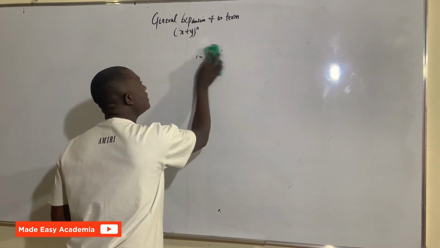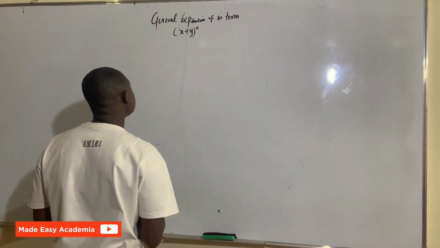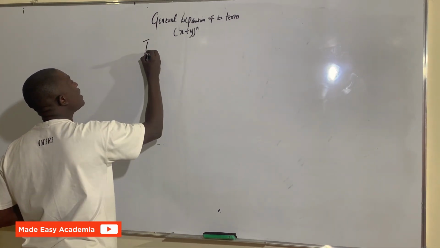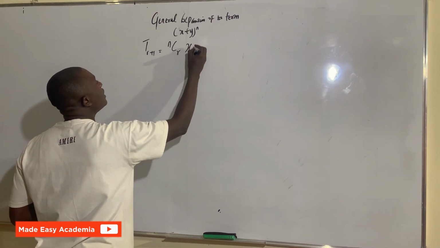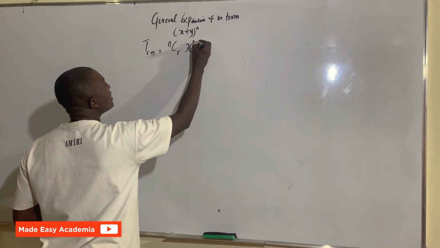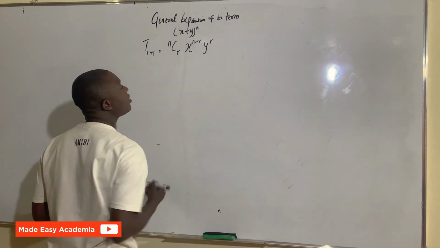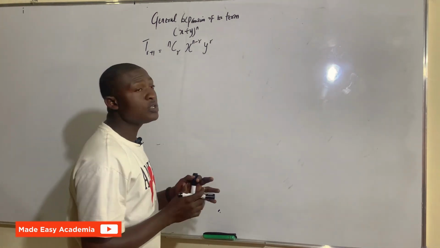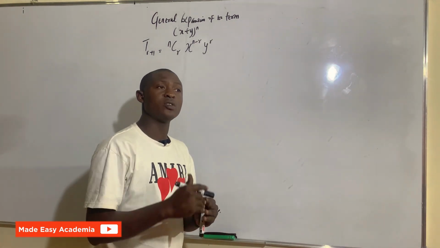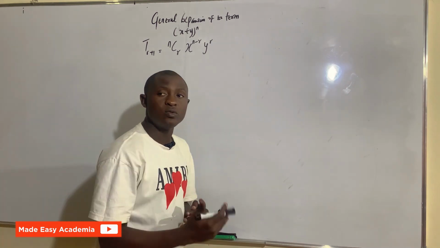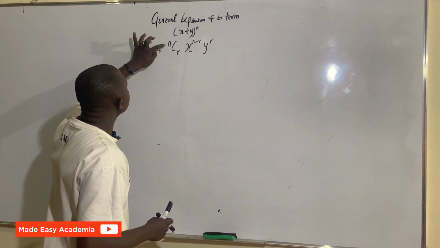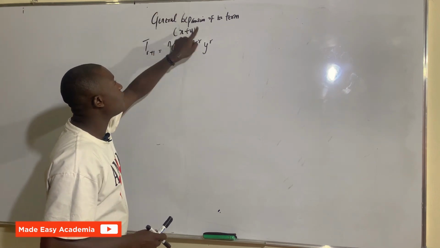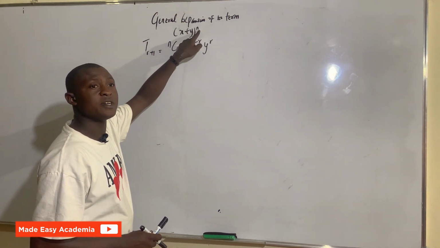The formula is given as T(R+1) is equal to n combination R, x raised to the power of n minus R, y raised to the power of R. Once you know this formula, that's why we first talked about how to use binomial with combinations. Here, the n that we put here means the power that we have in that particular expansion.